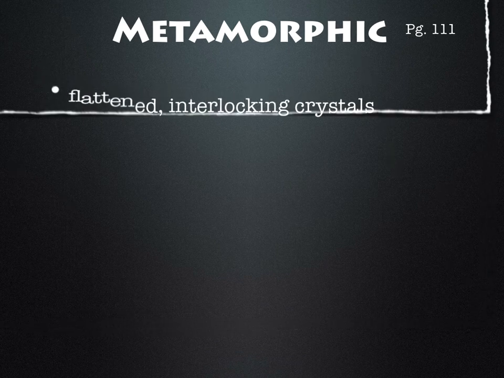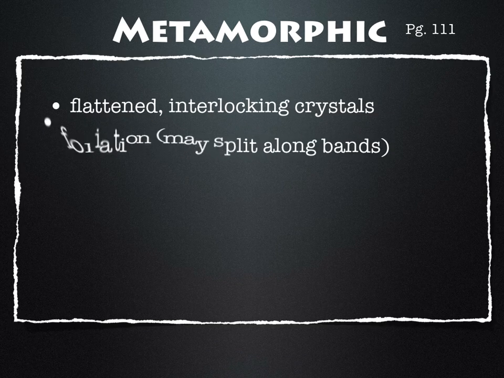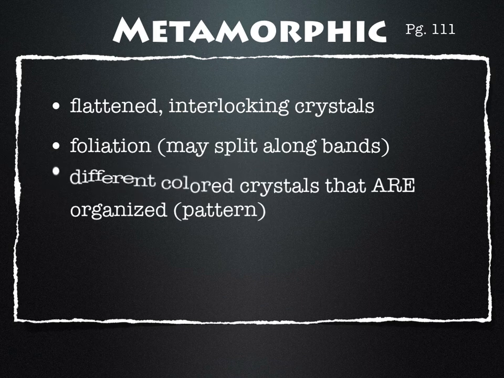Well, let's talk about metamorphic rocks. Oftentimes they have flattened, interlocking crystals. And they may demonstrate foliation, meaning they split along bands or layers. And you can sometimes see those layers compressed firmly inside the rock itself. Different colored crystals, if they have them, will be organized into bands or layers. They have a pattern.